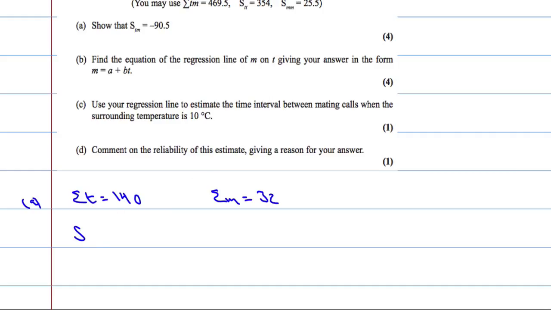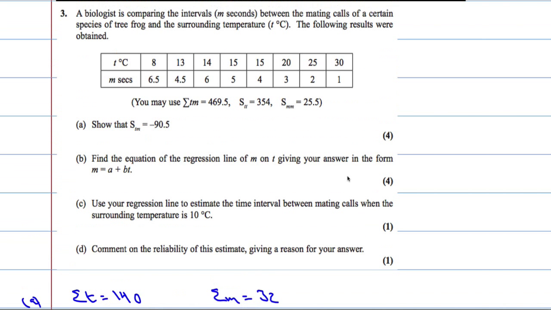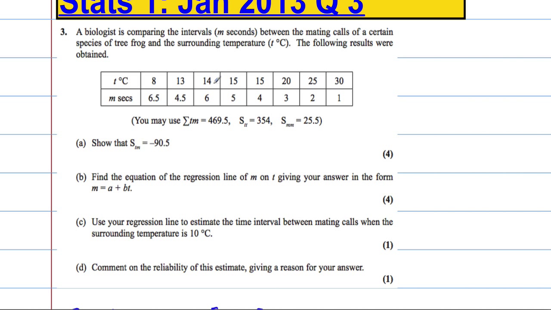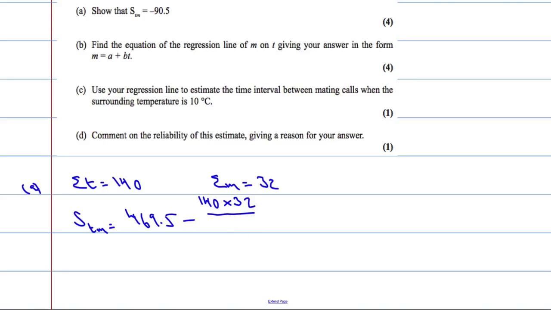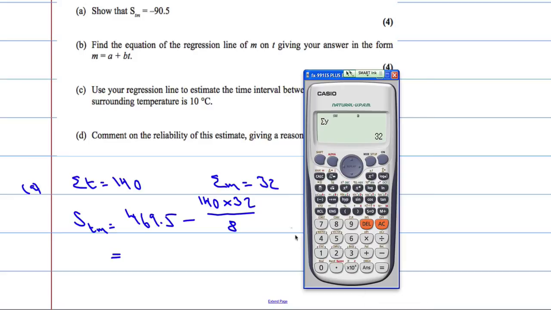Okay, so S of Tm is going to equal sum of Tm, which is 469.5 minus this times this, so 140 times 32 over n. Well, the number is 1, 2, 3, 4, 5, 6, 7, 8. We've got 8 pieces of data. So over 8. And let's get the calculator out.